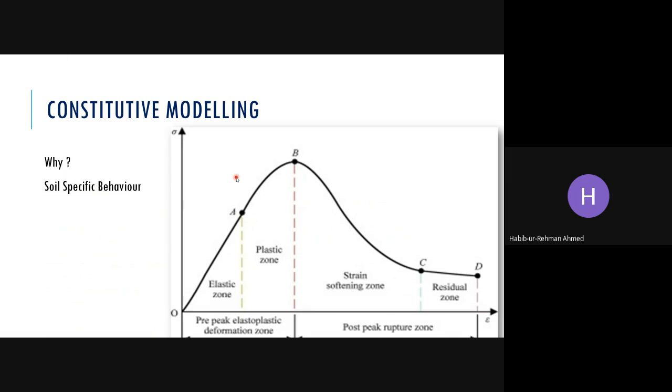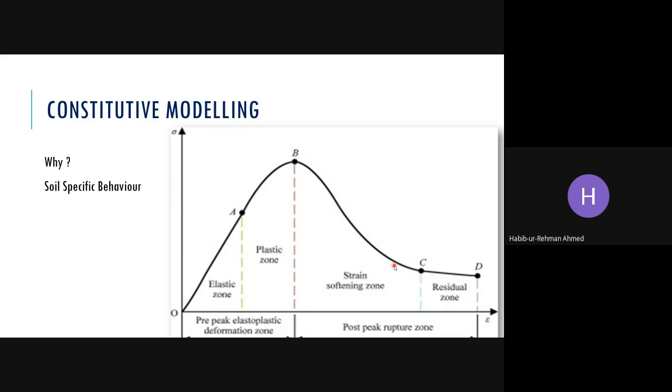So we can look at this plot again, which I showed you earlier. Now we have to translate this plot into a mathematical model. Okay, so in order to translate it into a mathematical model, we have to define different zones, first of all. And then we have to define the mathematical model of each zone, how to get the parameters for that zone, and then how to define the mathematical model. This is the essence of constitutive modeling.